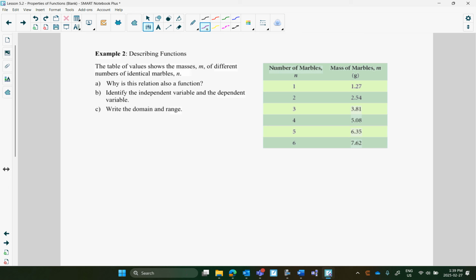Another example. Here we have two sets of information, both values, numbers this time. First set is number of marbles, and second set is their weights or their masses.